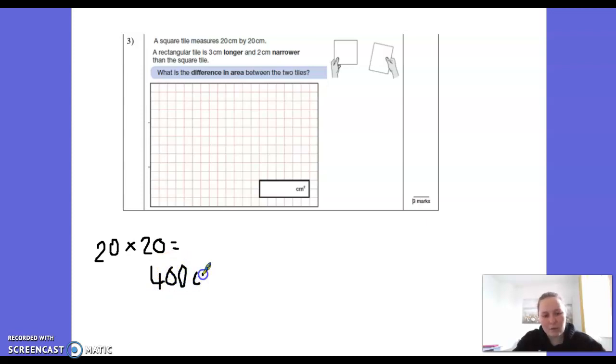Then we have to work out our rectangular tile. Rectangular tile wouldn't be much use, would it? So it's 3 centimetres longer. So one of my sides needs to go up by 3. So that will become 23. And then 2 centimetres narrower. So one of my sides needs to go down by 3. So I'll have 23 by 18 as my measurement there. And if you work that one out, you will get 414. So my rectangular area is 414 centimetres squared.